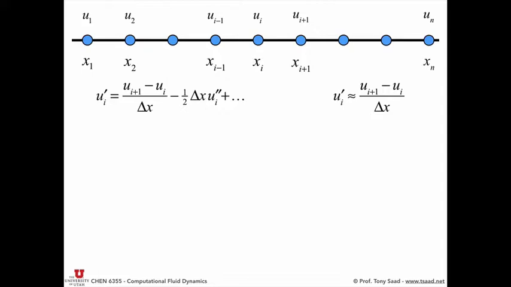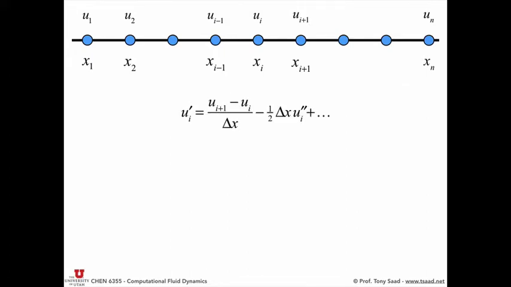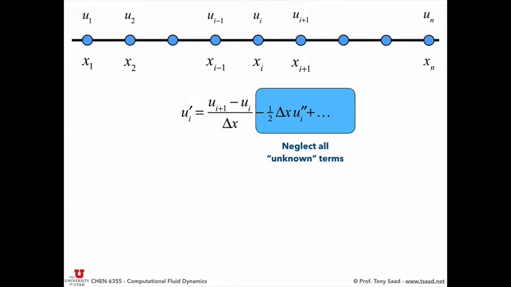It's the difference. So essentially, the error is u prime i exact minus u prime i approximate. And that essentially is all of these terms. We call that the truncation error. Why? Because we truncated. We said, forget about all of these. Okay, we truncated. That's the truncation error.